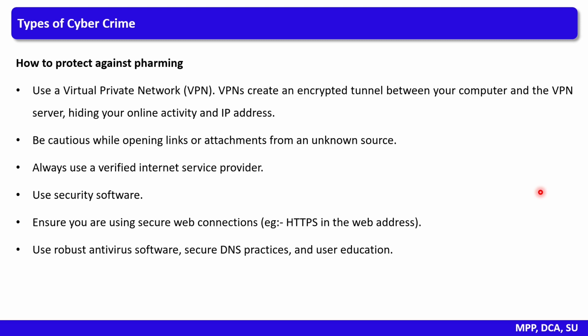The next thing that you can do is always use a verified internet service provider that uses secured mechanism for establishing connection between peers. The next thing that you can do is use security software that will enable you to identify farming attacks. You can also ensure your security by using secure web connections, for example, HTTPS in the web address. Or you can use a robust antivirus software, secure DNS practices, and users education.